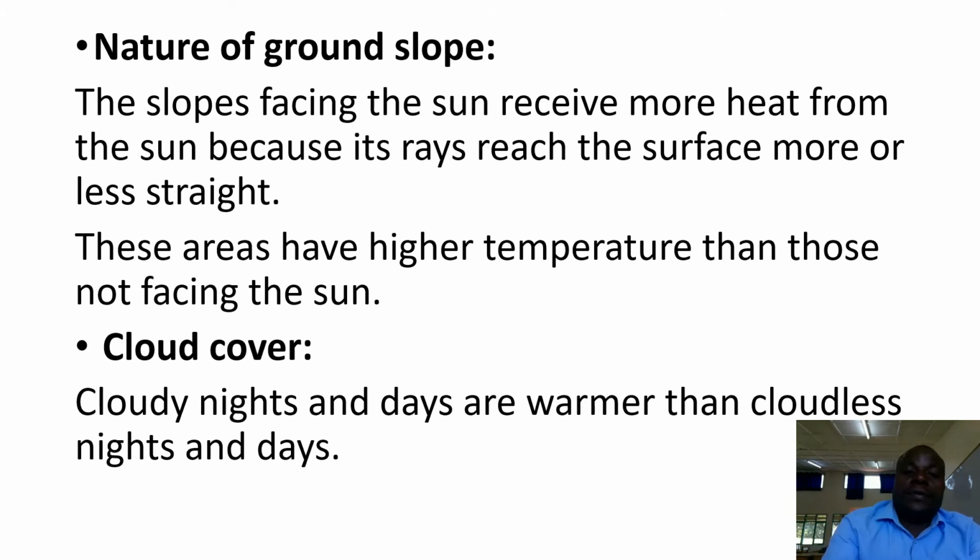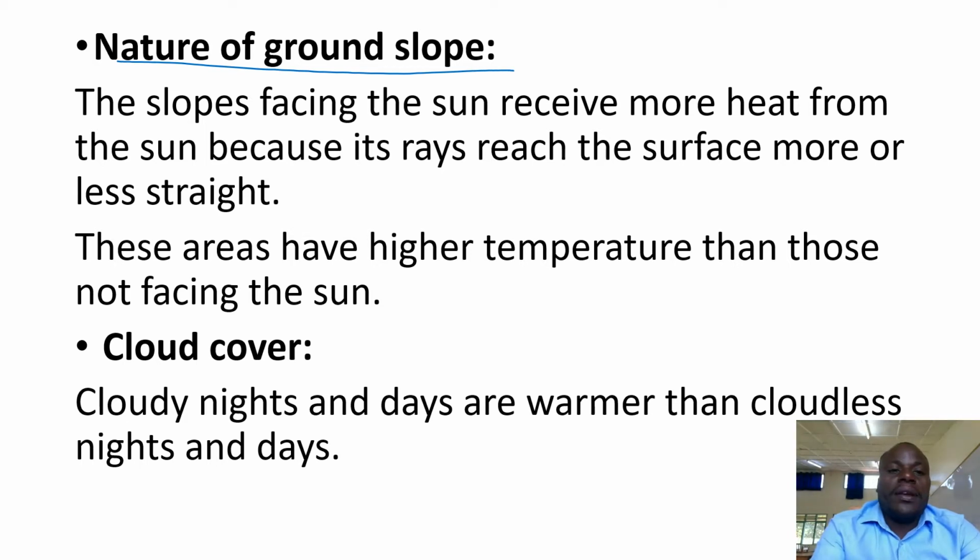Next, we have the nature of the ground slope. And this one can be simplified by maybe calling it the aspect, the angle at which the slope is located towards the sun rays. Some slopes are directly facing the sun, and therefore they receive more sun rays than other slopes which are hidden from the sun rays. So slopes which are directly facing the sun are hotter than slopes which are hidden from the sun rays. This is obvious.